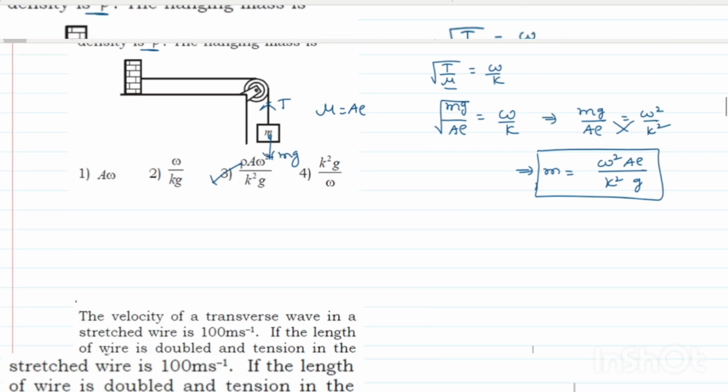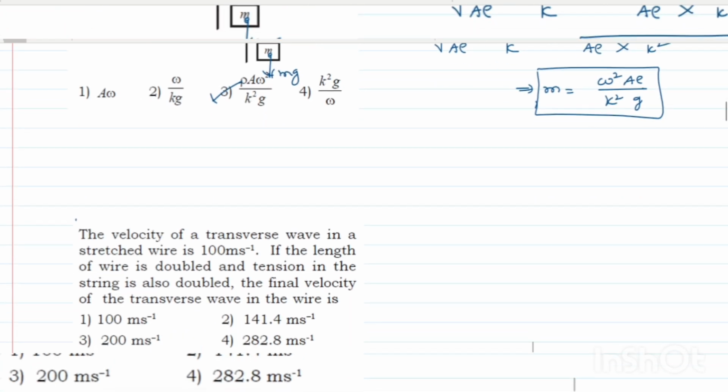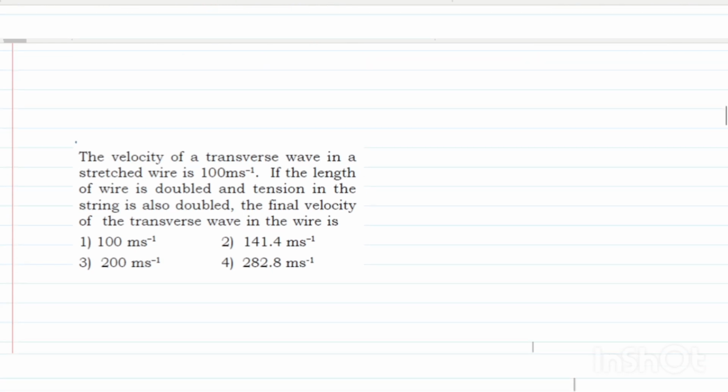Let us see the next question. The next question says the velocity of the transverse wave in a stretched wire is 100 meter per second. If the length of the wire is doubled, and the tension in the string is also doubled, find the final velocity of the transverse wave in the wire. The velocity of the transverse wave is v equals root over T by mu. If you are doubling the length, students, this is the initial length of the wire with mass m, and the length is going to be doubled.